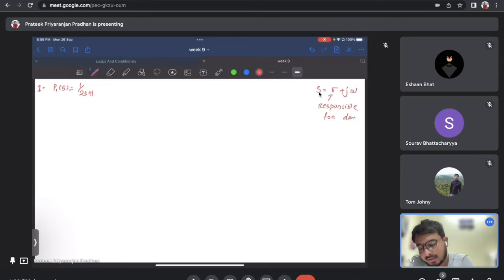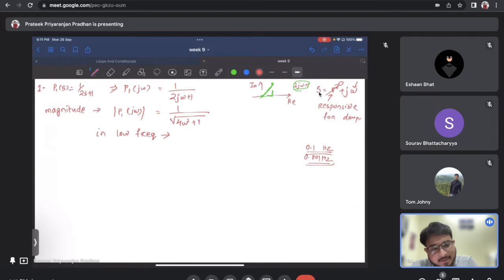So 4 omega square plus 1, correct? So now look at low frequency. What happens when the frequency is very low, like 0.1 hertz or 0.001 hertz? When we are talking about this kind of frequency, anything less than 1, the square will be lesser. So we can say 1 is much greater than omega square for low frequency.